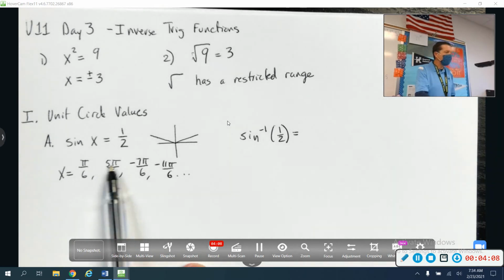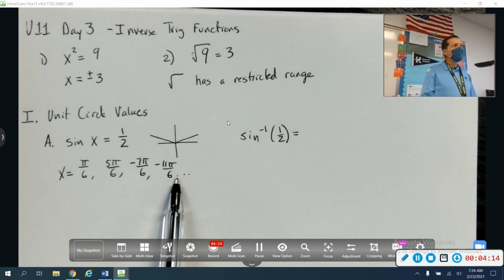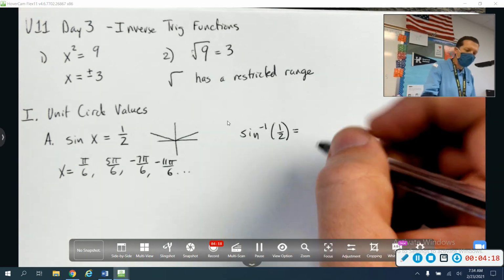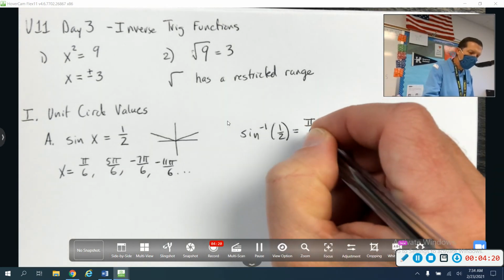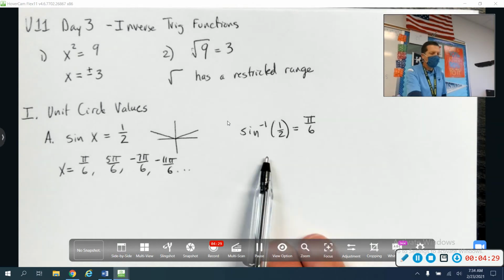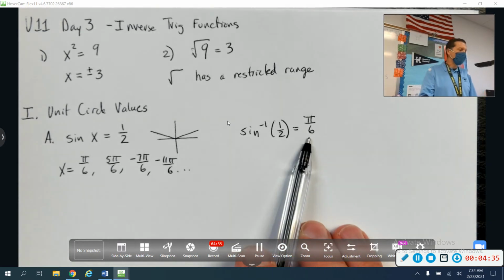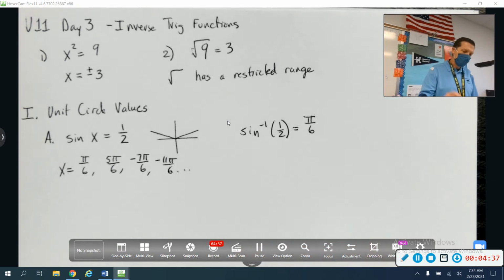Which one of these answers do you think it is? Which one would seem to make the most sense to you if we only got to pick one of those to be our answer? Pi over 6. Kind of like the square root of 9. It's sort of plus or minus 3, but if I said you could only pick one, everybody would take the positive one. Same thing here. How many places have a sine of 1/2? A lot. But if you're only allowed to pick one, you're going to go with the first quadrant answer. You're going to go with pi over 6.